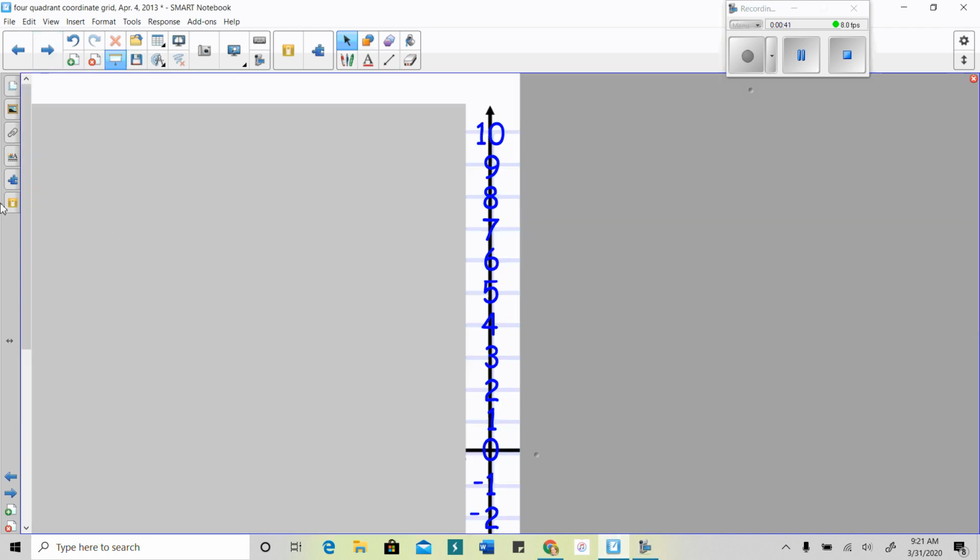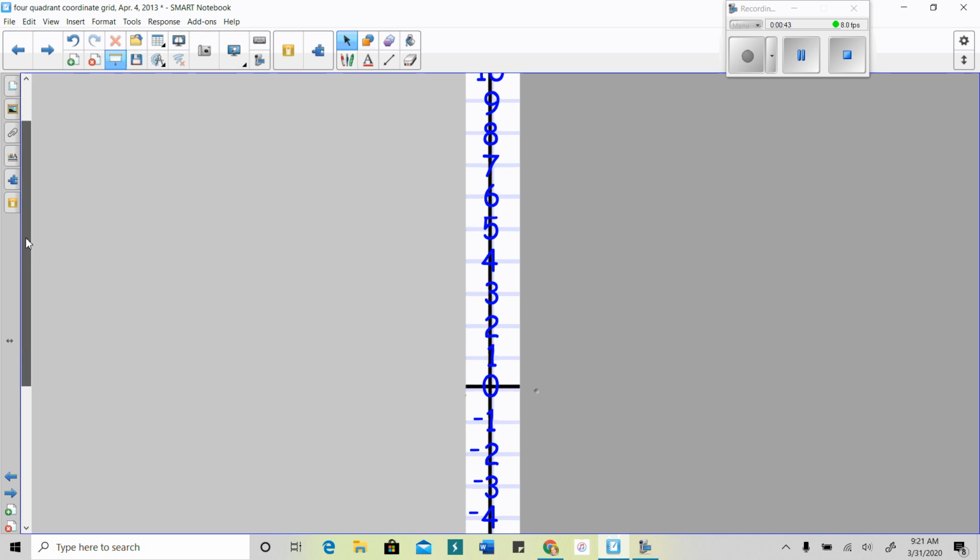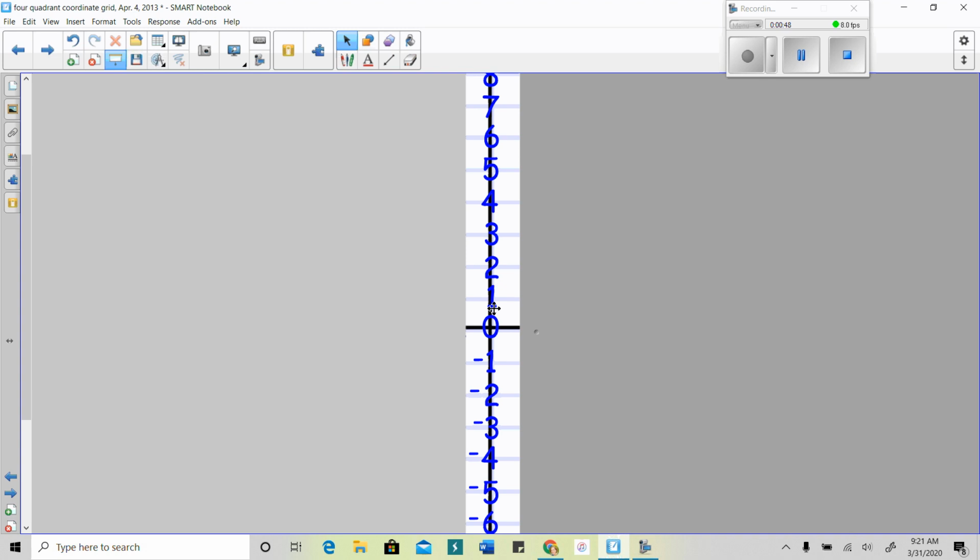Now crossing that vertically is going to be the y-axis. And you can see same number line, it's just turned vertically. We've got 0 in the middle. Going up, we've got our positive numbers, and going down, we've got our negative numbers.